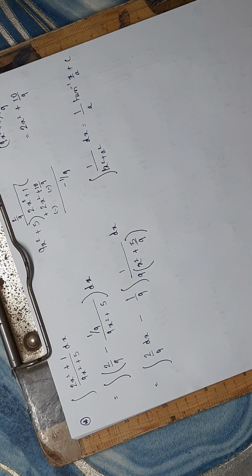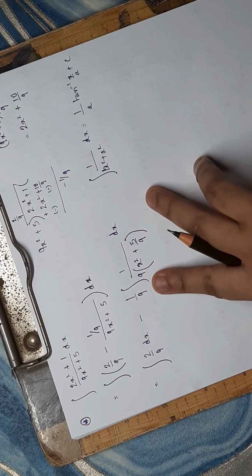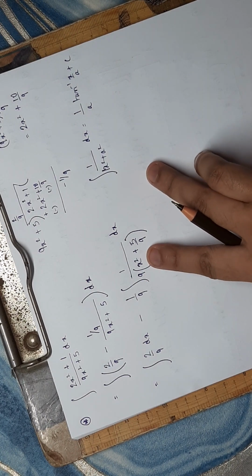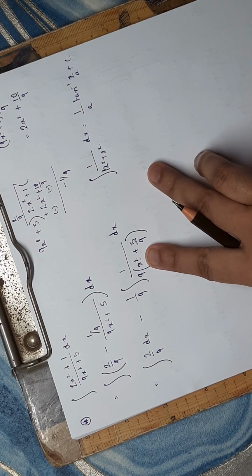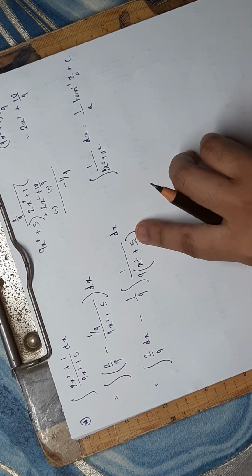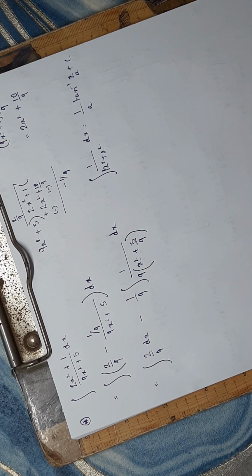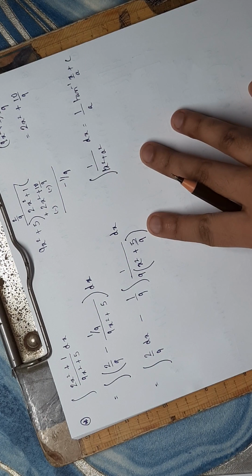In order to remove the coefficient of x, we had to take 9 common, and as we took 9 common, this became an x square. Now the x square part is free of any form of coefficient, and in place of 5 we are now having a 5 by 9. Is that clear?